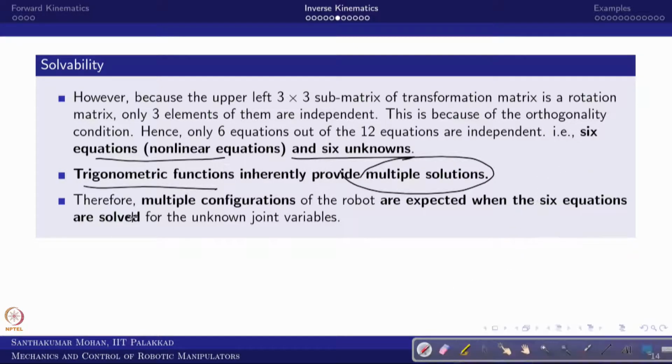If there are multiple solutions, these 6 equations are supposed to be solved for finding the unknown joint variables. You are trying to find all the configurations. Okay, that is what we are trying to expect. In that sense, analytical is better; numerical will not end up that way.